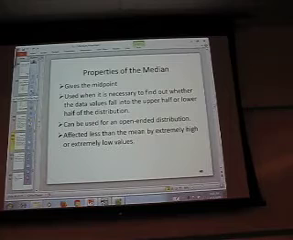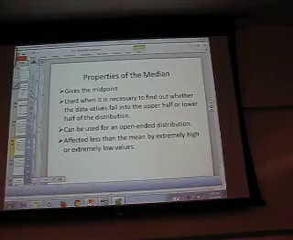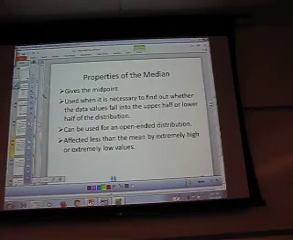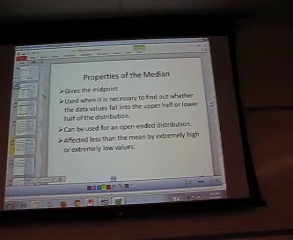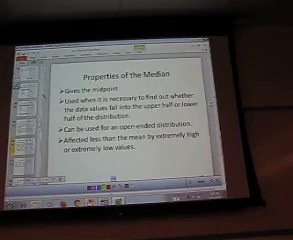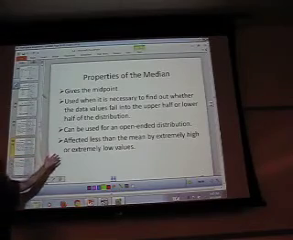Properties of the median. How about Adam? Go ahead. Properties of the median. Gives the midpoint, used when it's necessary to find out whether the data values fall into the upper half or lower half of the distribution. Can be used for an open-ended distribution. Affected less than the mean by extremely high or extremely low values. Right, that's one of the beauties of the median. We say it's very resilient to outliers.